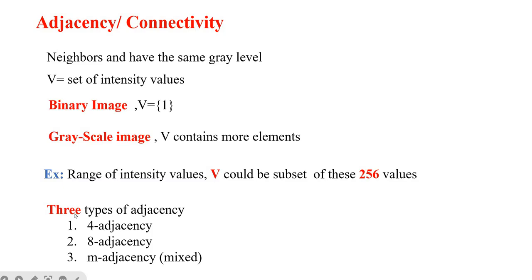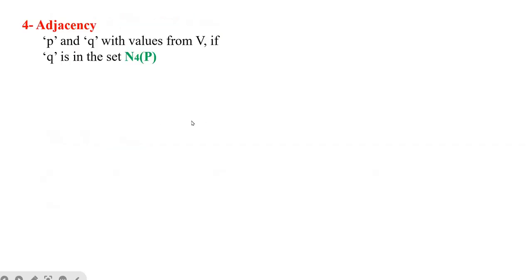So there are 3 types of adjacency. First is 4 adjacency, then you have 8 adjacency and m-adjacency. M-adjacency is nothing but the mixed adjacency. We'll see first what is the 4 adjacency. We can define it as: 2 pixels P and Q with values from V are said to be 4 adjacent if Q is in the set N4 of P. Q must be in the set N4 with respect to P.